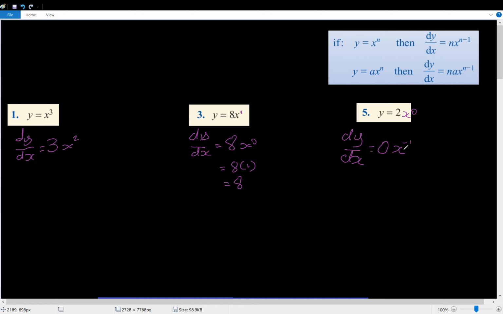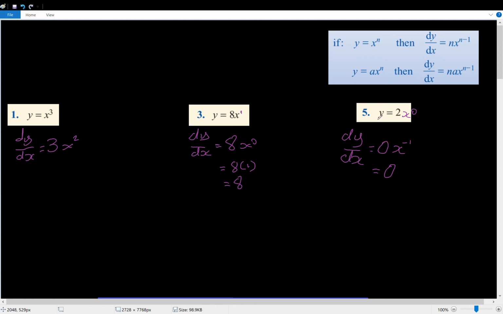But it doesn't matter what we've done to the x after this, because if we're multiplying it by 0, we're just going to get 0. And the other way of looking at this is, each of the times we've differentiated so far, we found the rate of change of y as x changes. So for example, in question 3, as x goes up by 1 each time, y is going to go up by 8 each time. So it's changing 8 times more.